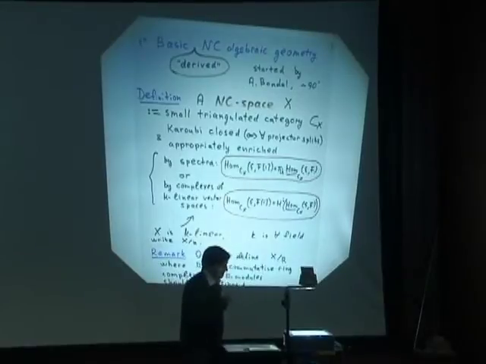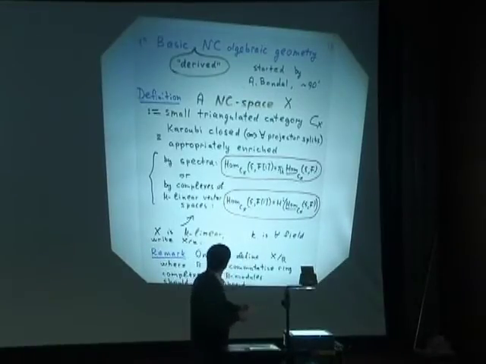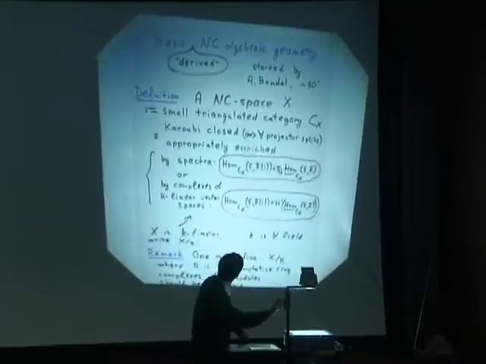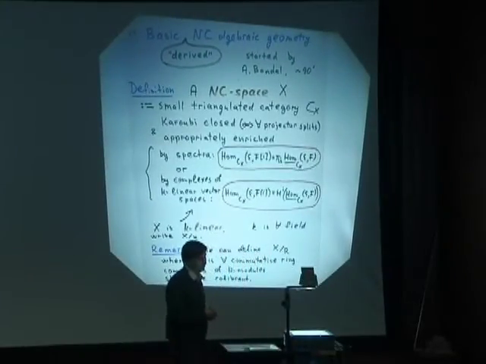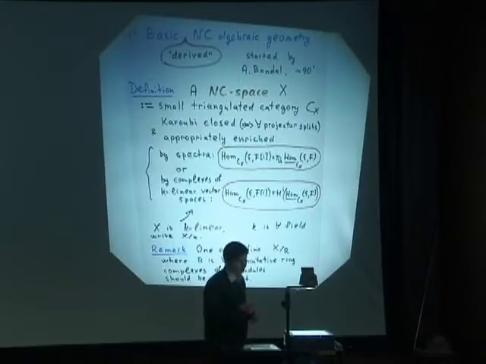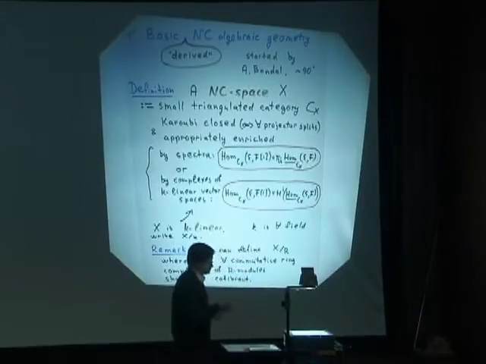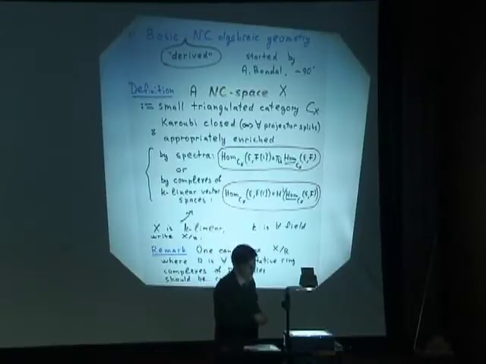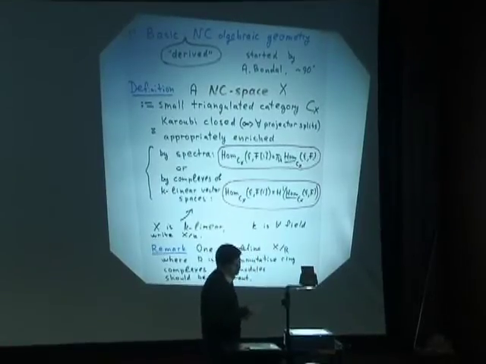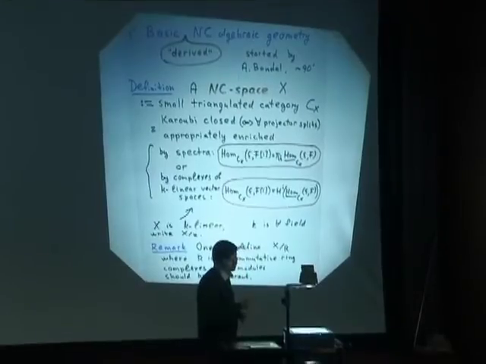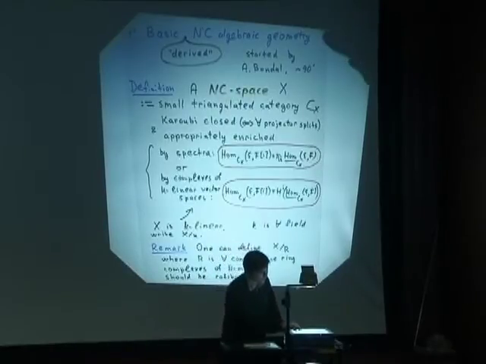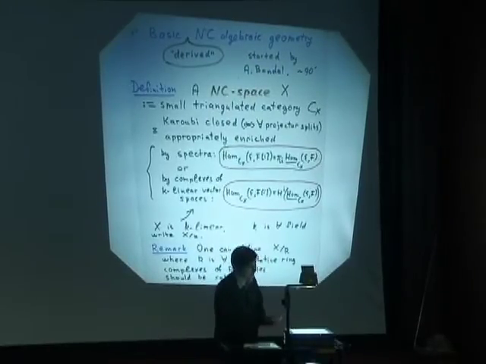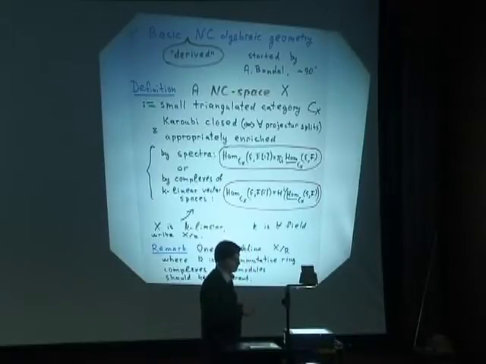Okay, so this subject was started, at least from my perspective, by Alexei Bondal in the early 90s, but definitely the Mukai transform was very relevant. So the non-commutative space in this kind of geometry is a small triangulated category. And it's very convenient to put an extra axiom: the category is Karoubi closed, so any projector gives a completion, a direct summand.